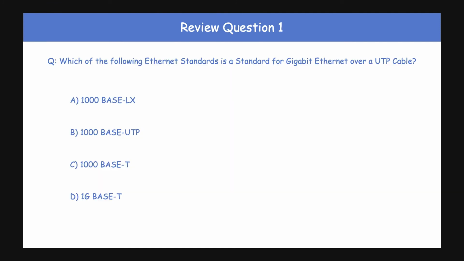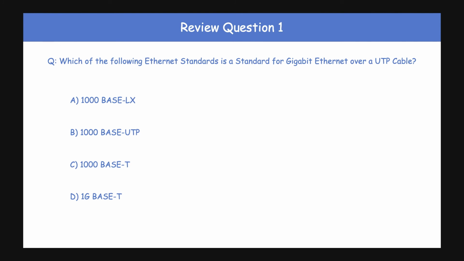Time for some trivia. Which of the following Ethernet standards is a standard for gigabit Ethernet over a UTP cable? Option A, 1000BASE-LX. Option B, 1000BASE-UTP. Option C, 1000BASE-T, and Option D, 1GBASE-T. You can pause the video here to test yourself.